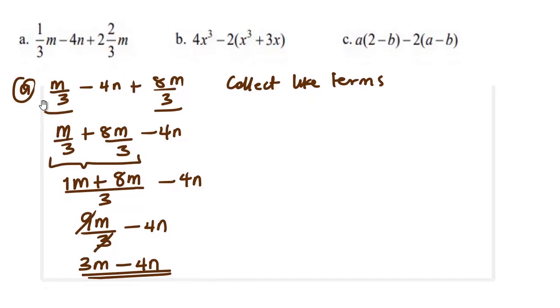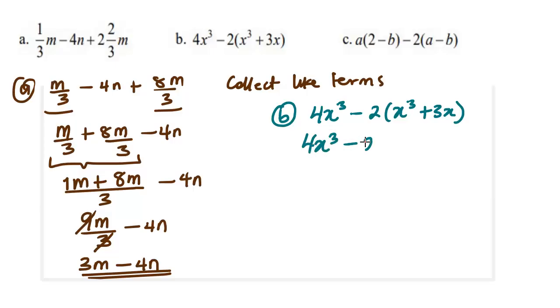Then for B, so let me use this space for B. For B, we have 4x raised to power 3 minus 2 into bracket x raised to power 3 plus 3x. Okay, so how do we simplify this? Now, if I want to rewrite this, I can write it as 4x raised to power 3 minus 2 multiplied by x raised to power 3 plus 3x.